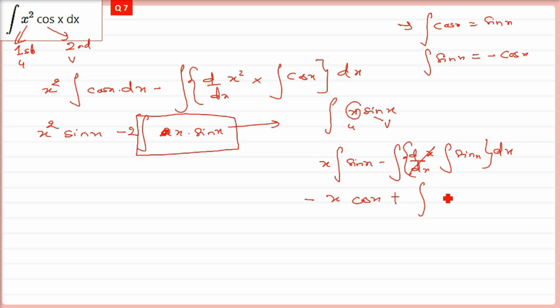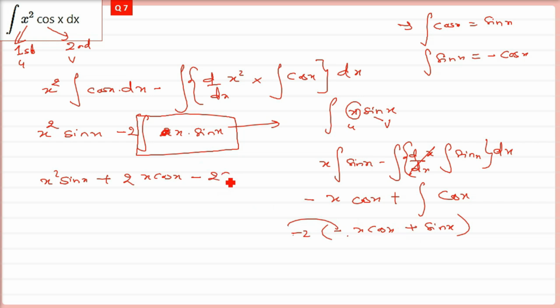So this will become positive integration of cos x. Integration of cos x is also known to us, which is directly sin x. So negative x cos x plus sin x is what we get here. But there is a negative 2 outside, so just multiply negative 2 inside with negative x cos x plus sin x and write the result with x square sin x. So if you multiply this negative 2 inside, it's going to be plus twice of x cos x, and then negative 2 inside, so it will be negative 2 sin x plus a constant of integration.